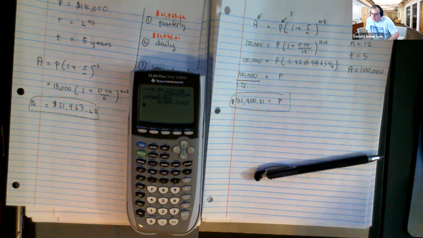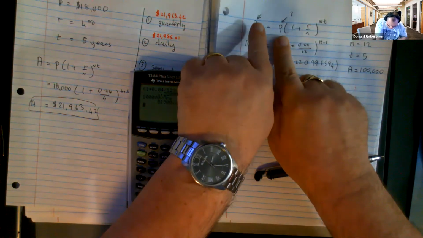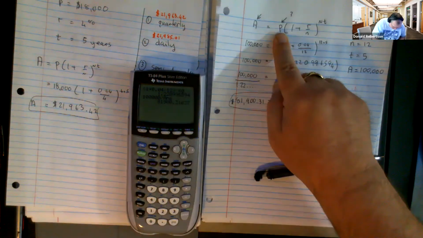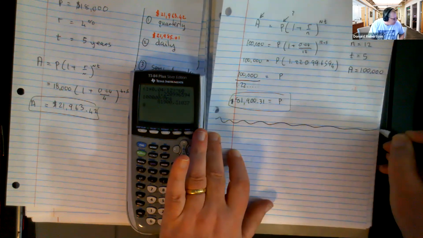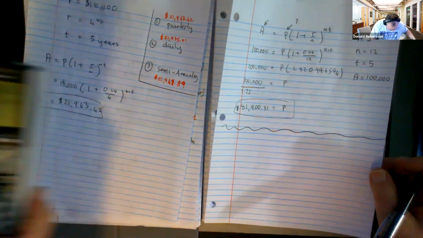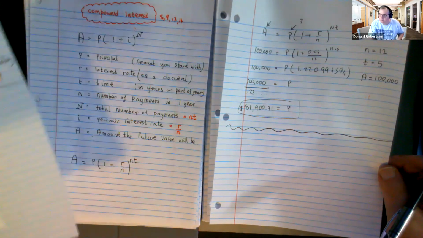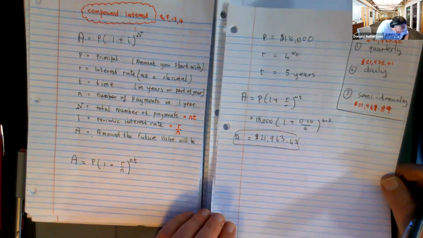Does that make sense, how you would deal with that question? It's pretty much the same formula, right? But instead of trying to find A, we're trying to find P. It's not a very common question, but it is doable. Now, are we good with compound interest? You feel comfortable about it?